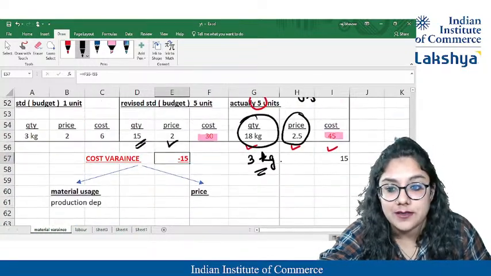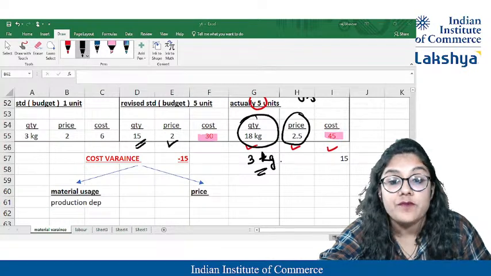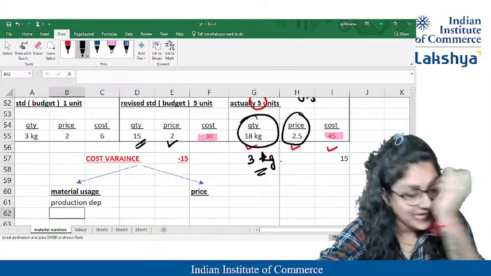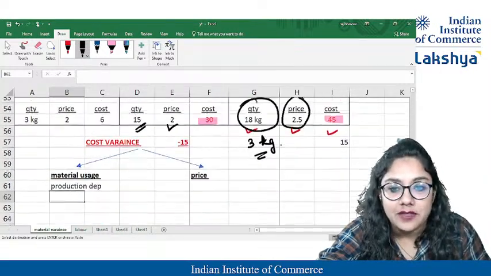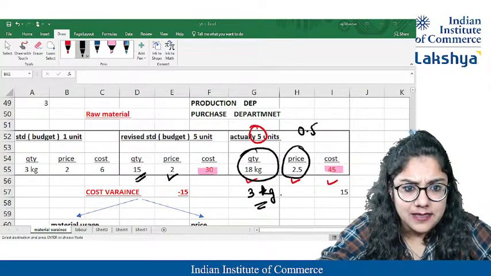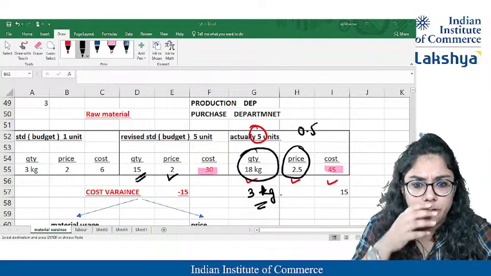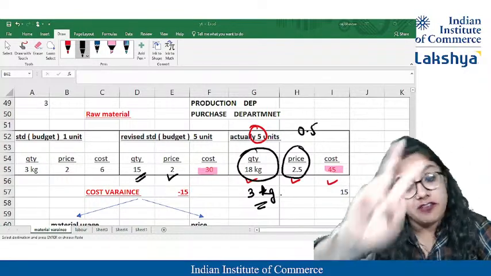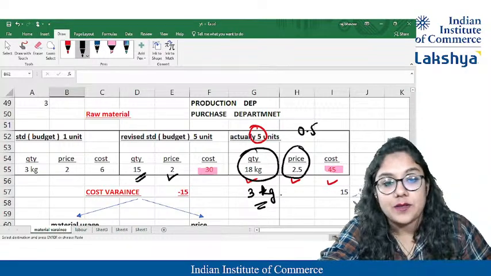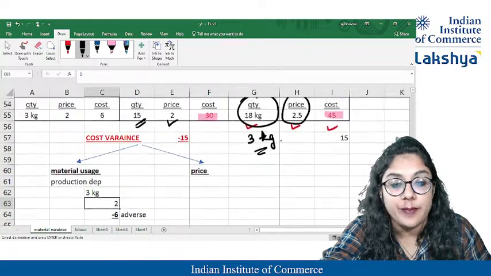If you understand this, for material usage, how much will you shout at the production department? For 3 kgs, at what price will you shout? If I add the 3 kgs difference into 2.5, your production manager will be angry. He'll say, why are you charging 2.5 to me? I was not the person to pay 2.5. I knew it at 2. So give me 2 only. Okay, so for the production department, it is 3 kgs into 2 rupees, which is minus 6.